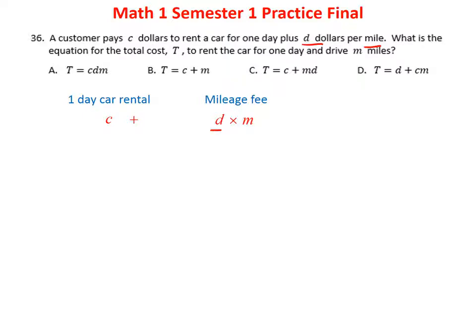So it's going to be D dollars times the number of miles. 1 mile, D. 2 miles, 2D. And that adds up to his total cost. My equation then is going to be T equals C plus D times the number of miles. And we just have to find it up here. And it is number C.